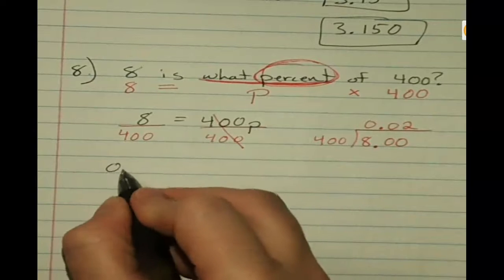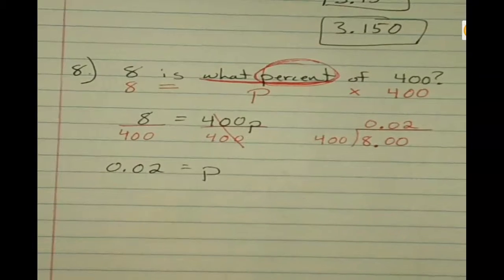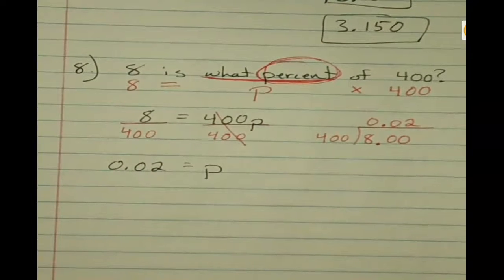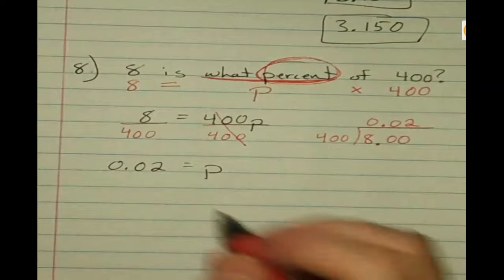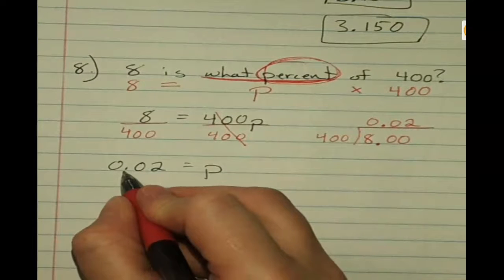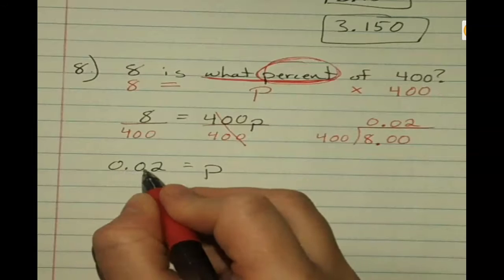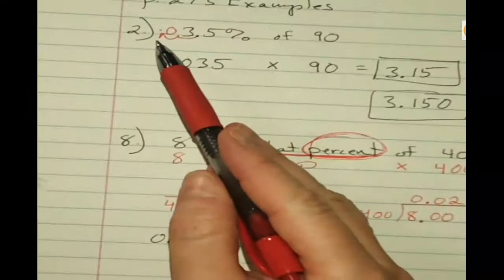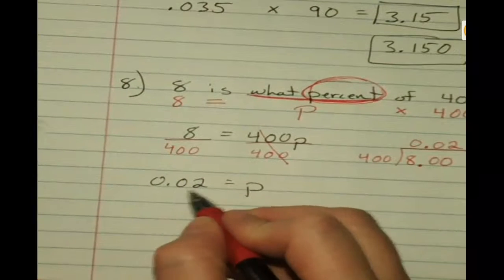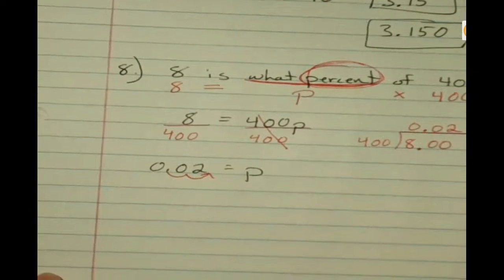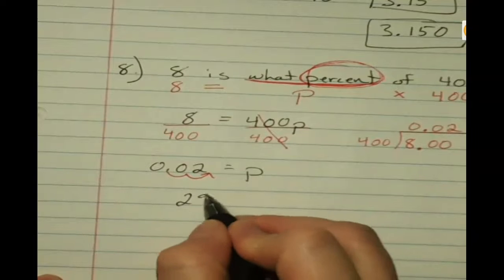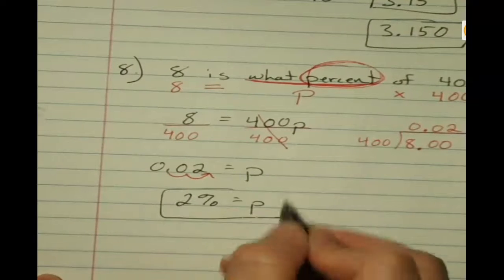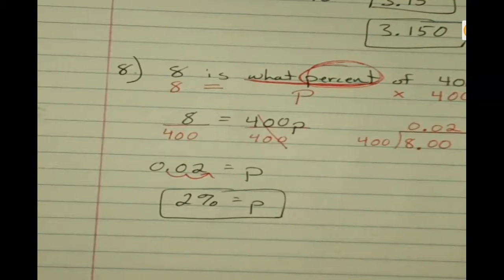But 0.02 equals P, but we're not done. We gotta change it to percent. So how do I do that? Move it over 2 times to the left. We did that up here to change it out of percent. So then we change it to the right. So then what's your answer? 2%. That's right. Any questions? Yes. Can it be 0.02%? That's fine. It's the same thing.